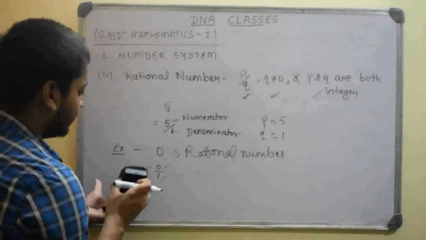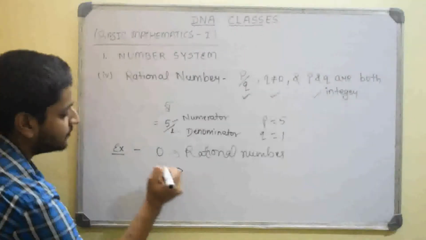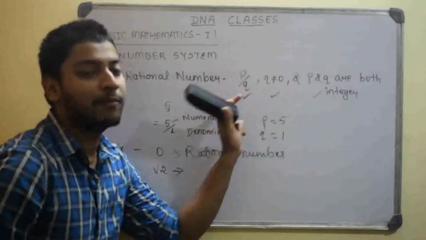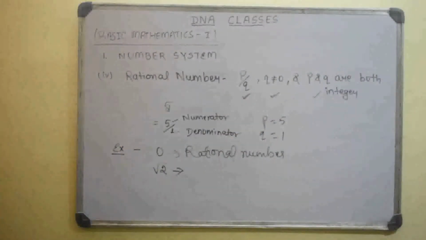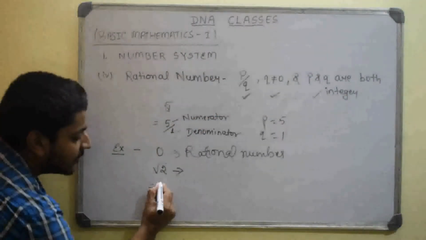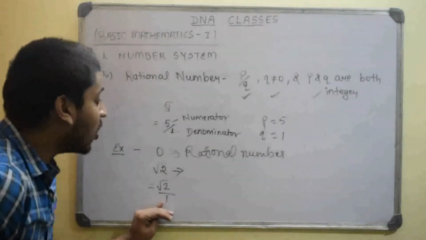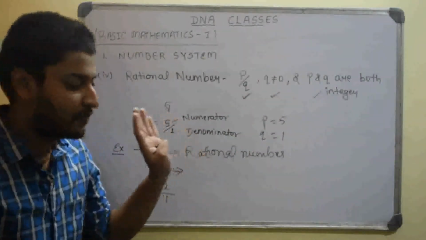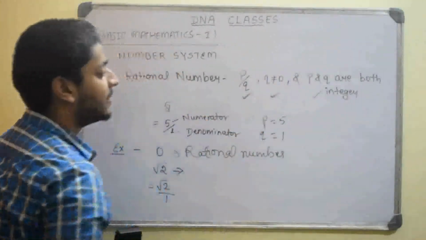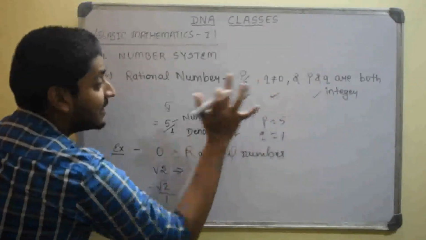Suppose we are taking root 2. Can we represent root 2 in the form of p by q? Yes, we can. Root 2 can be written as root 2 by 1. q should not be equal to 0, so it is 1, meaning this condition is also satisfied. First condition is satisfied, second condition is satisfied.